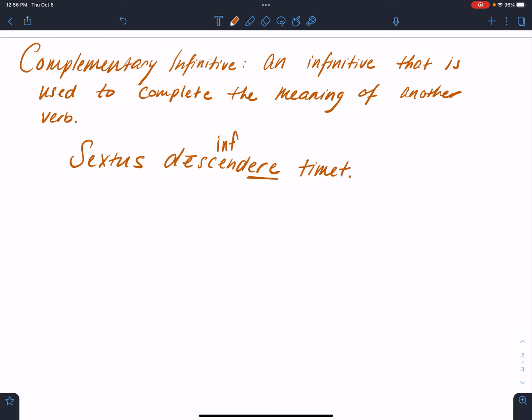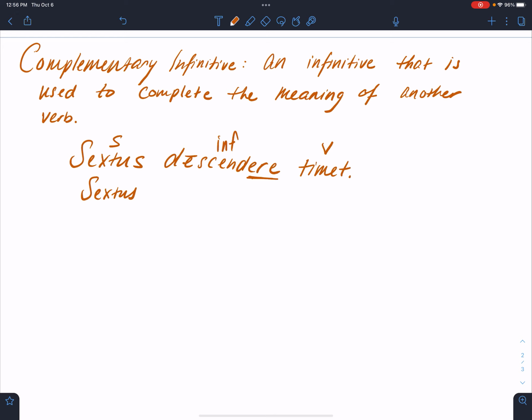Okay. What am I going to do with timet? What does timet look like? Like an adverb. No, an adjective. I think it means like fear. It means fear, is afraid, or fears. So what is that? A verb. It's just a regular verb, yeah. Okay, and who's my subject of timet? Everybody? Sextus.